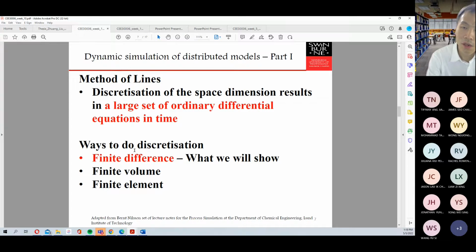This method is not the only method that you can use to discretize the space dimension. Others you can use are the finite volume and the finite element methods. But we don't have time to cover everything, so we will only cover one of the widely used methods, which is the finite difference method.